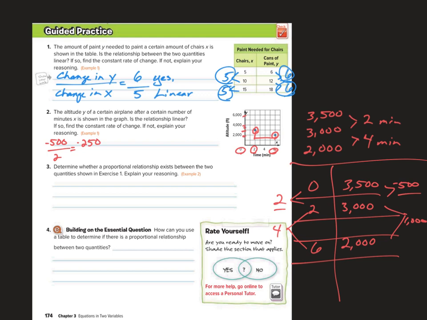And we can also take negative 1,000 over 4. And we also get negative 250. So our answer is yes, it's linear.